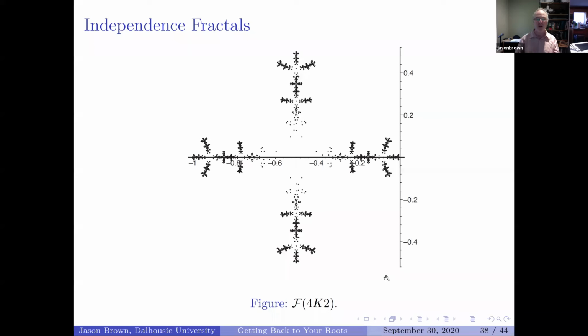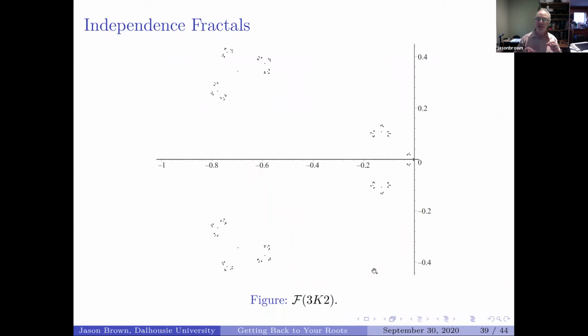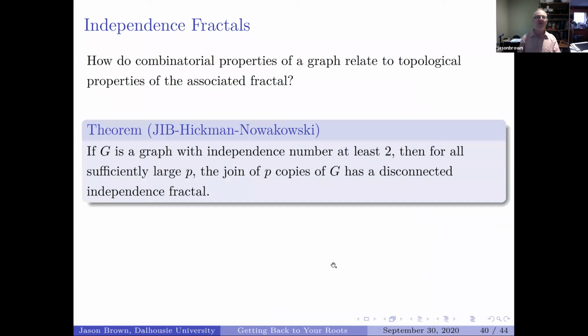Here are just 4 copies of an edge, and you iterate it, you get this other snowflake-like picture. And here for 3 copies of an edge, look how different it is. You get a fractal, it's got 3 pieces to it, and yet unlike the other ones, it doesn't seem to be connected. It seems to be going into what's called fractal dust. So how do combinatorial properties of a graph relate to topological properties of the associated fractal?